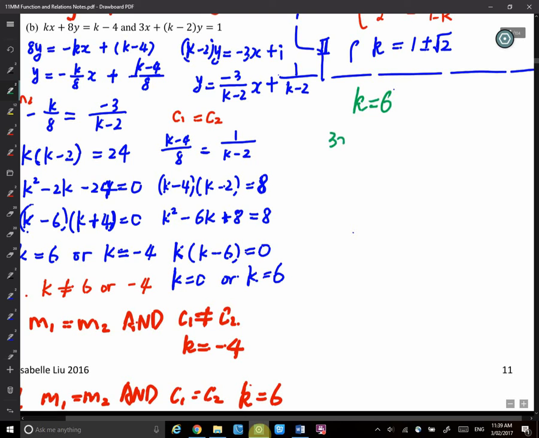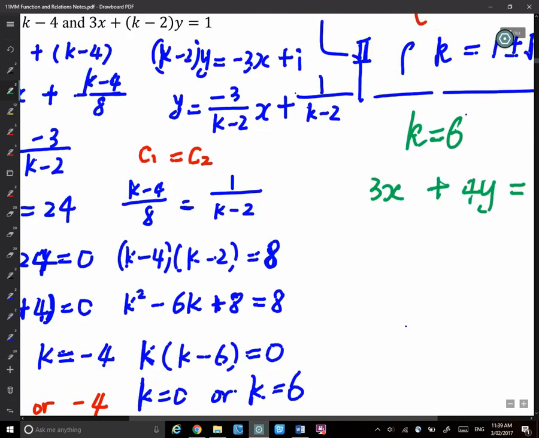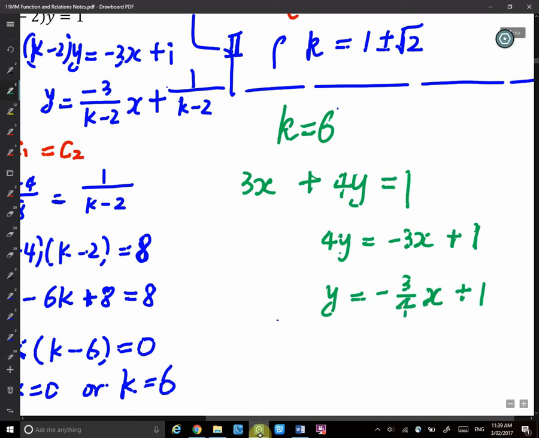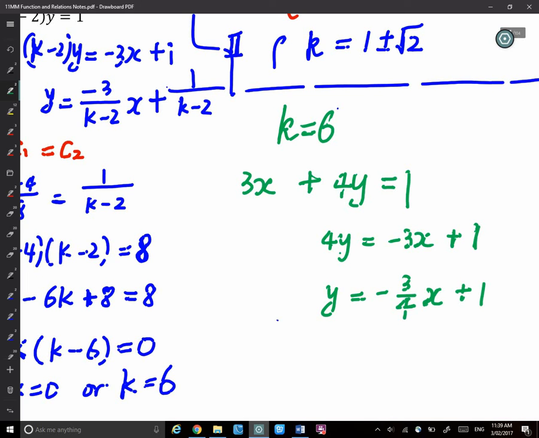So that's 3x plus 4y equals 1. Let's make that form. So 4y equals minus 3x plus 1, and y equals minus 3 over 4 x plus 1. So you know that if you substitute k equals 6 in the second equation, you will have an identical equation, right?